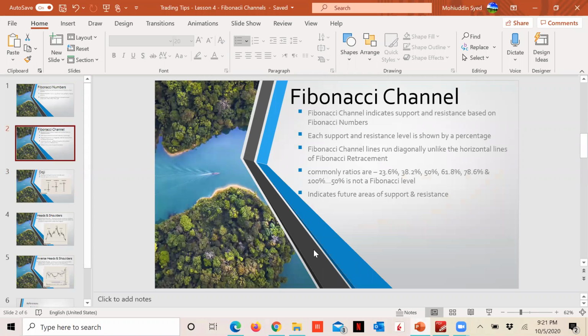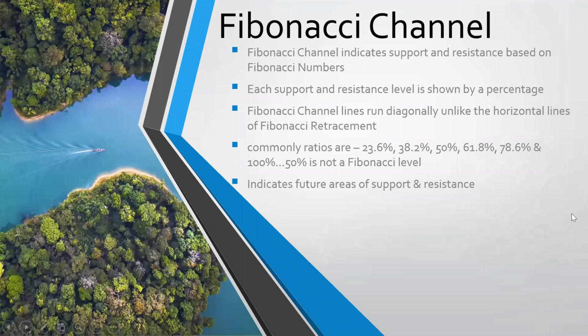Going back to Fibonacci channel, it's similar to a Fibonacci retracement, but this indicates support and resistance levels, like how a retracement does it. Retracement is horizontal lines, right, showing support and resistance for that security price. Each support and resistance level is shown by a percentage. Again, it's pretty similar to Fibonacci retracement.